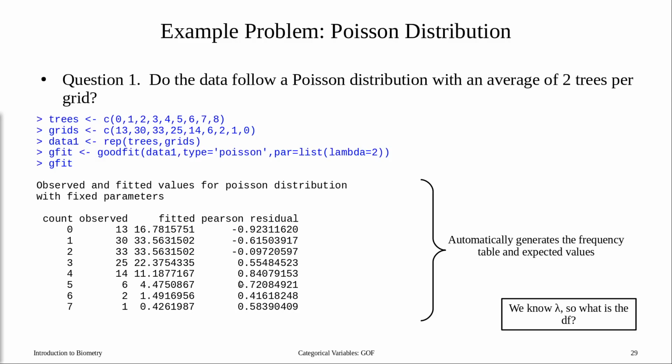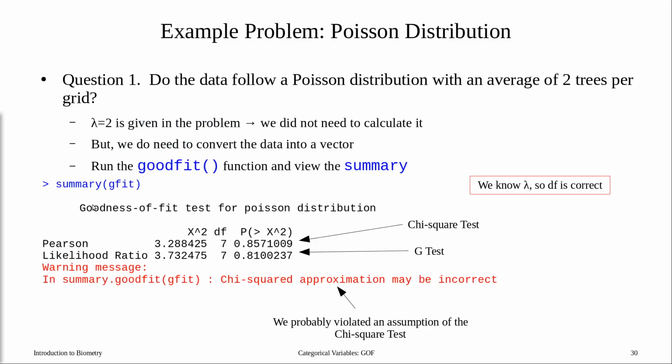So once we have G fit, all we have to do is look at the summary of that G fit to get these numbers. Again, here's our chi-square. That's our Pearson line. And the second line, likelihood ratio, that's the result of our g-test.